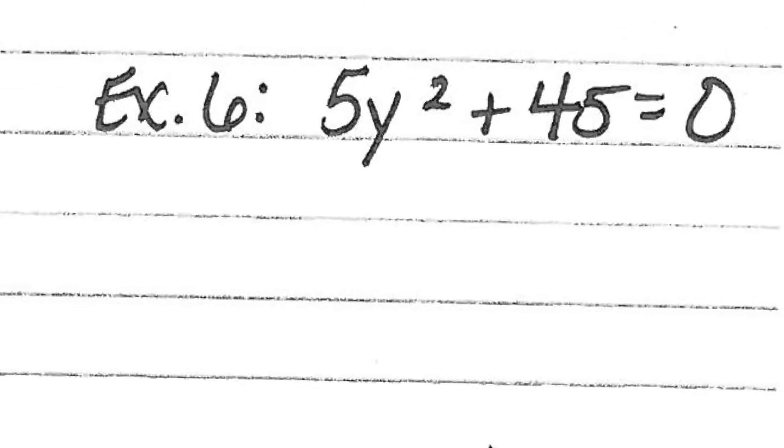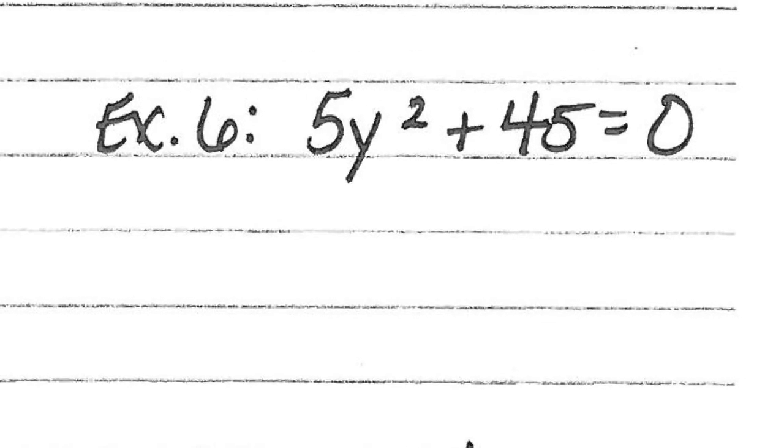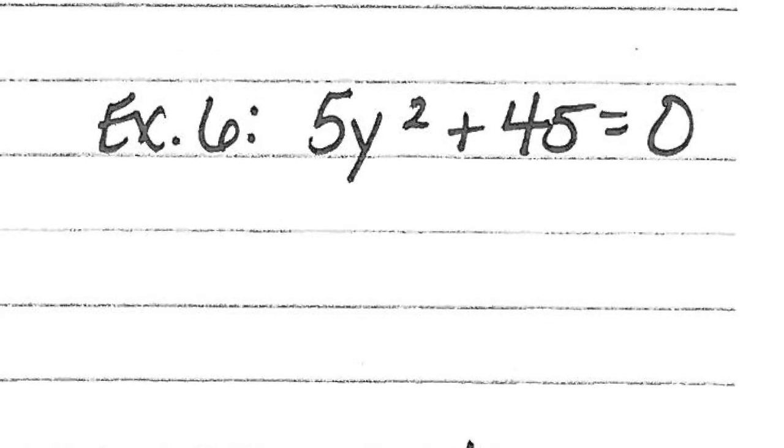Moving on, 5y squared plus 45 is equal to 0. First step, good old Algebra 1. We're going to subtract 45 from each side.